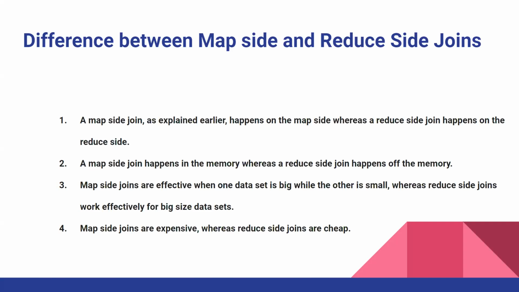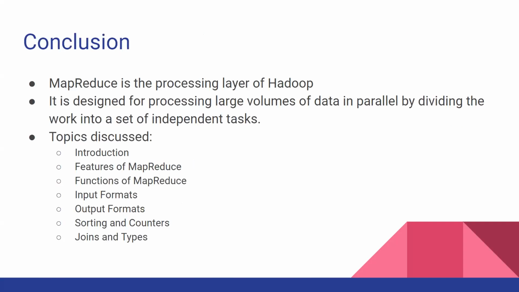So when we work on large data sets, reduce side joins are used compared to map side joins, because map side joins are only used for small data sets, and reduce side joins are used on bulk data sets. Next slide, please.